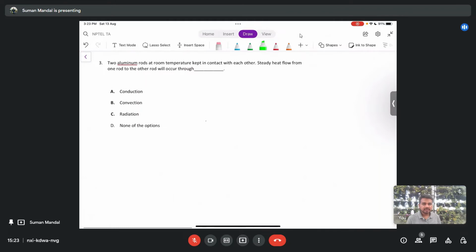Now we'll talk about heat flow in the third question. If we have two aluminum rods at room temperature, both at the same temperature, kept in contact with each other, then the steady state heat flow from one rod to the other will occur by which mechanism? Any responses, any answers?